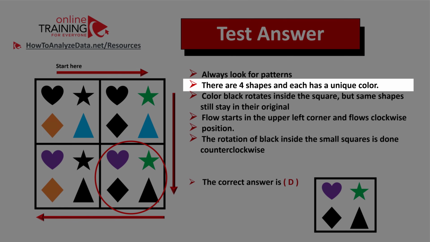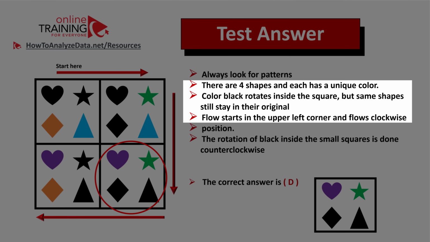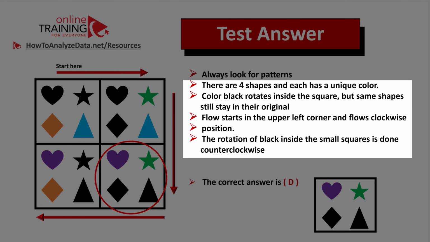There are 4 shapes inside the square, and each shape has a unique color. Shapes stay in place. The only thing that changes is the black color for the shape. What you can see is the pattern of the black color inside the squares rotates counterclockwise. So, as usual, always look for patterns. You see that the flow among the shapes starts in the upper left corner and goes clockwise. But the rotation of the black color inside the squares goes counterclockwise.